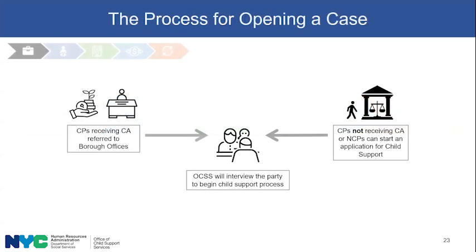Custodial parents receiving cash assistance receive a mandatory referral to our borough offices, and borough offices are currently conducting interviews via the phone. In all other cases, the parties will fill out a child support application. They can come to our family court locations on their own or access the child support mobile app to begin the process. An OCSS caseworker works one-on-one with the custodial parent to complete the child support application.